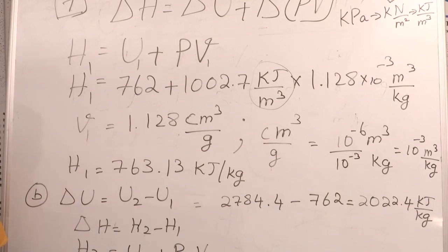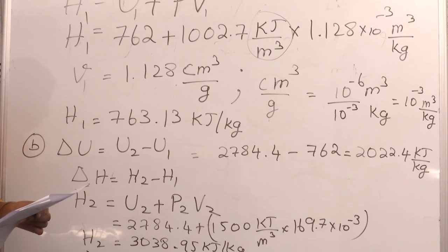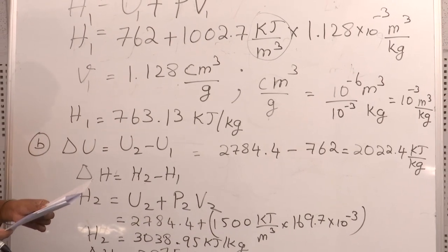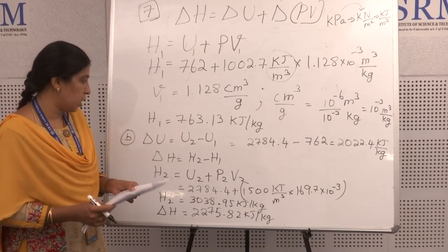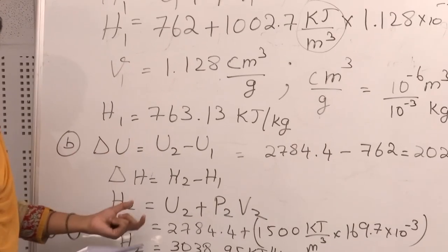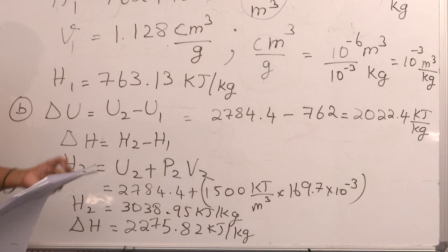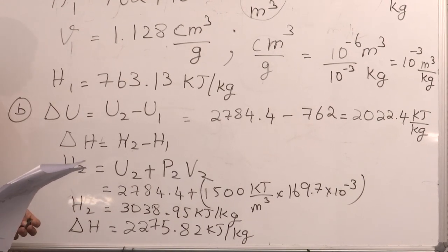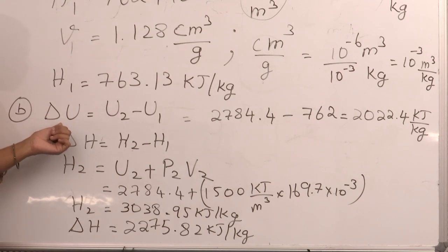So let us go to the second portion of the problem. The water is brought to the vapor state at 573.15 Kelvin, 300 degrees Celsius and 1500 kilopascal, where it has an internal energy of 2784.4 kilojoules per kg. So in the second part, again internal energy is given, and the specific volume is 169.7 centimeter cube per gram. So the specific volume for the second condition is also given. Calculate delta H and delta U for the process. So delta U, what is delta U? Change in internal energy.